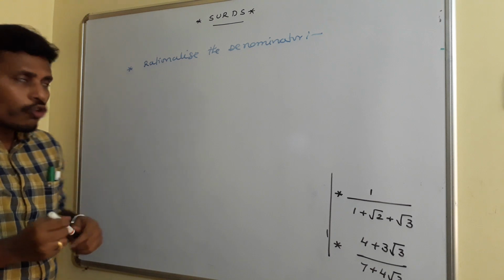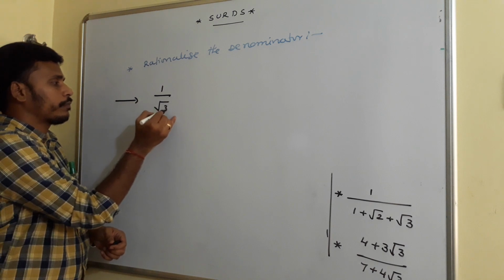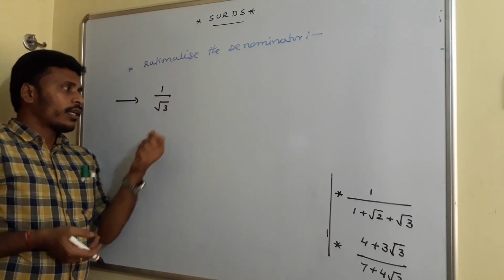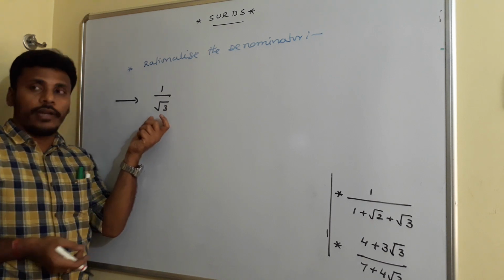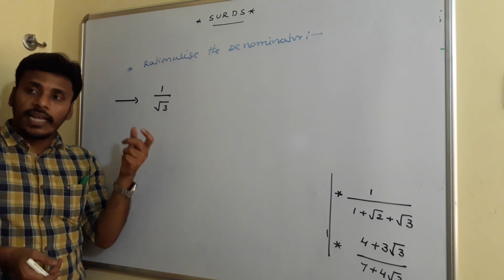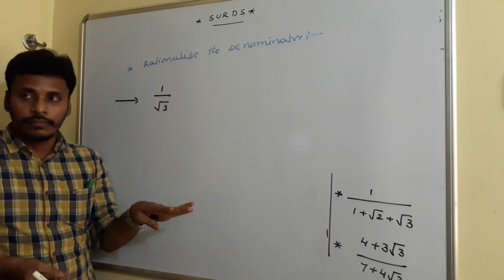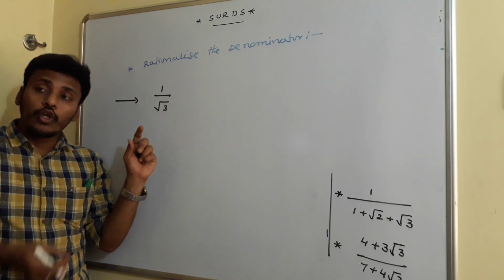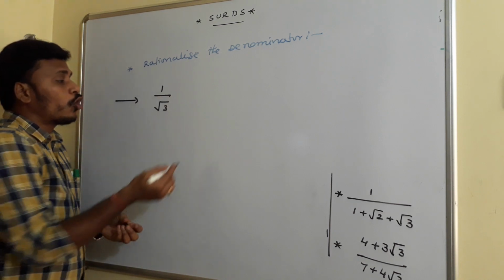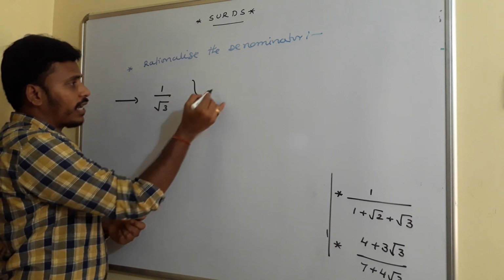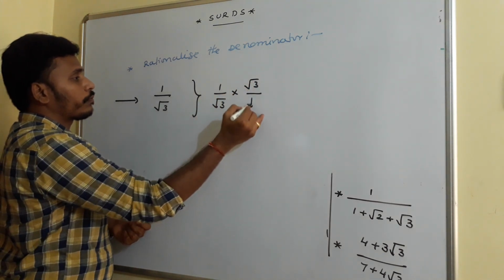Rationalizing the denominator means they may give you a surd like this. For example, the problem may be 1 by root 3. If you think about this 1 by root 3, the denominator is root 3, not a rational number. The task is to rationalize this denominator. That means you need to make the denominator a rational number such that you maintain the same numerical value for this number and your answer. Is it clear? You need to get an equal number for this 1 by root 3 such that the denominator is a rational number. So to make the denominator rational, for the given number 1 by root 3, you just multiply with root 3.